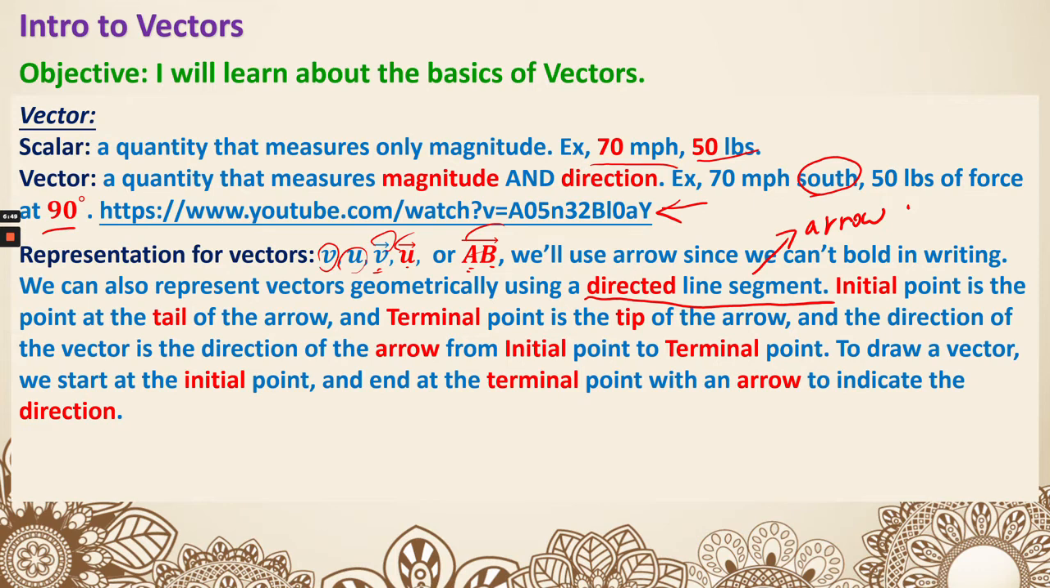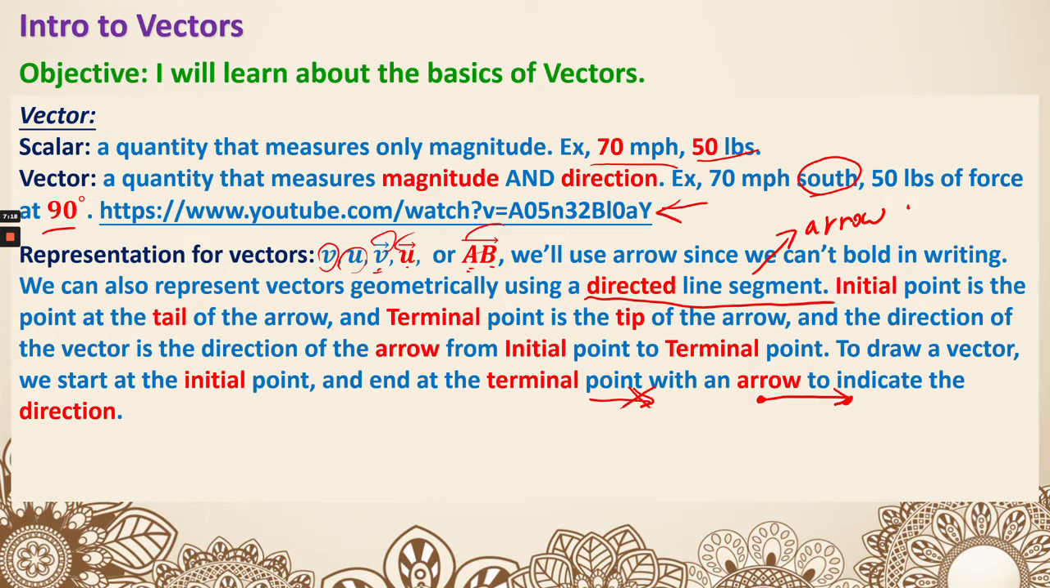Initial point is the point at the tail of the arrow, and the terminal point is the tip of the arrow. So think about it. Typically, you wouldn't draw an arrow by starting at the tip and then going backwards. We would just start at a point, draw it, and then put the arrow down. That's why the tail is the initial point, and the tip is the terminal point. The direction, of course, is going to be from the initial point to the terminal point. And to draw a vector, you have to start from the initial point and end at the terminal point with an arrow indicating the direction.